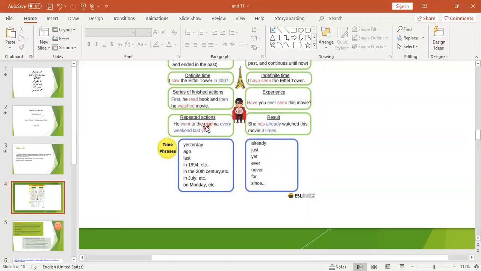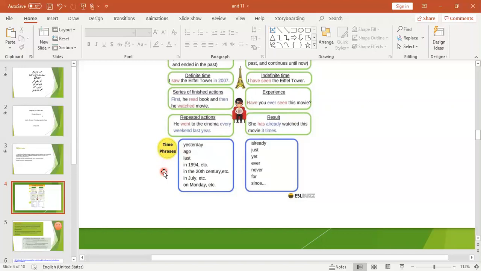One more point here. Again, if we look at the sentence, he went to the cinema every weekend last year. إيش يتكرر في الماضي last year. محدد للزمن. بستخدم past simple. She has already watched this movie 3 times. أنا مش محدد عندي الزمن، أنا معنية إنه watched the movie 3 times، معنية بالresult. This is why we use the present perfect.